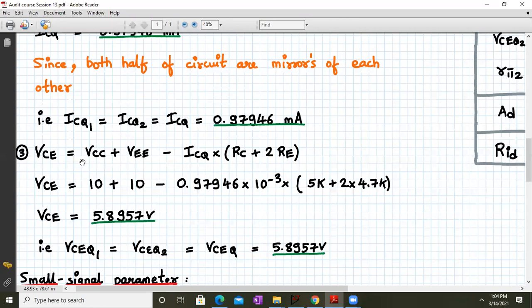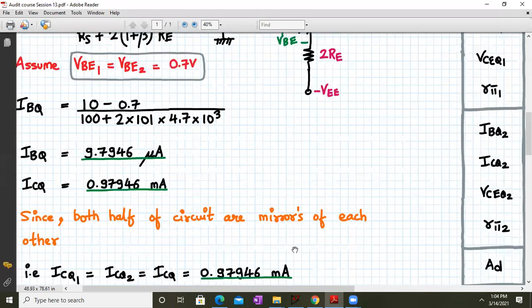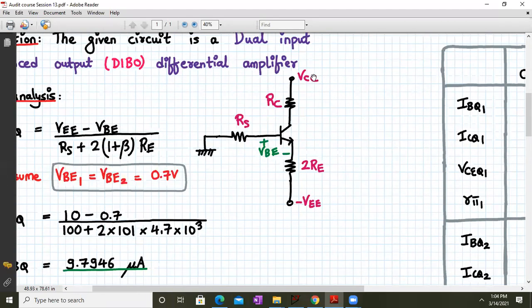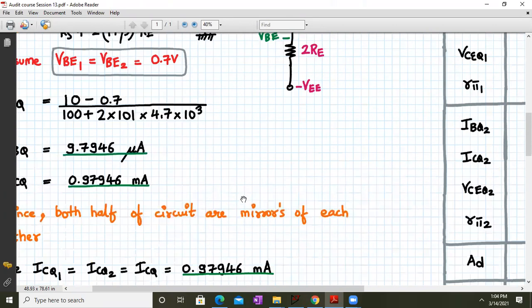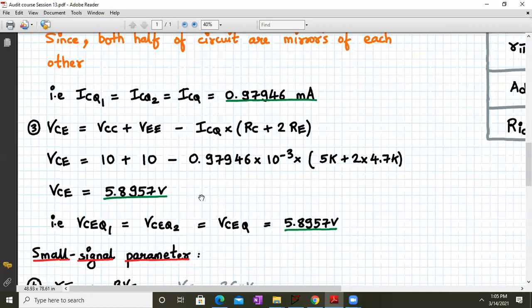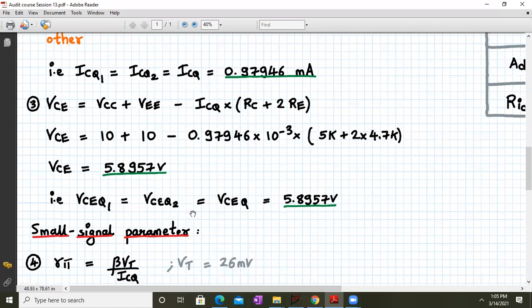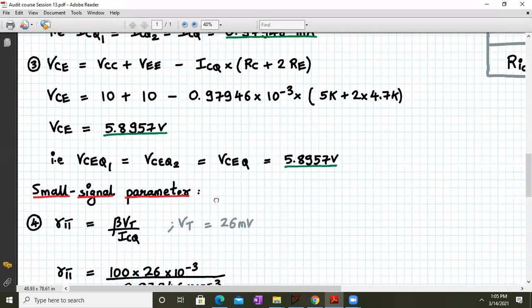So VCE is VCC plus VE minus ICQ into (RC plus twice RE). I have directly written the formula; you will get this by applying KVL at the collector-emitter loop. If you work it out in a calculator, the VCE value is 5.8957 volt. Since both halves of the circuit are mirror images of each other, VCEQ1 will be equal to VCEQ2, which will be equal to VCEQ, which is 5.8957 volt.